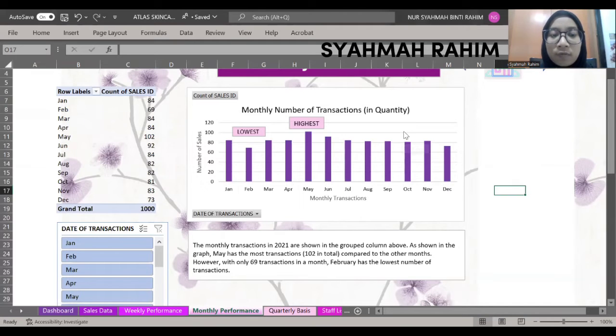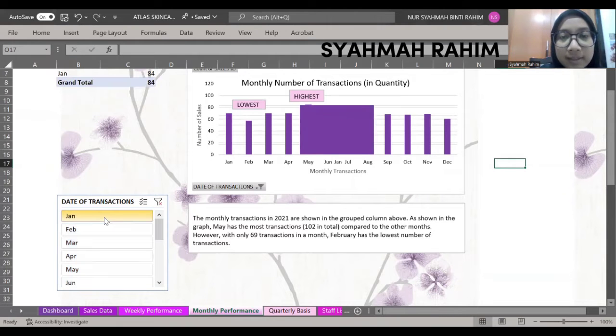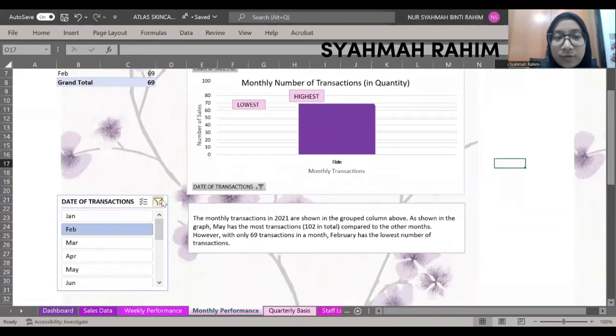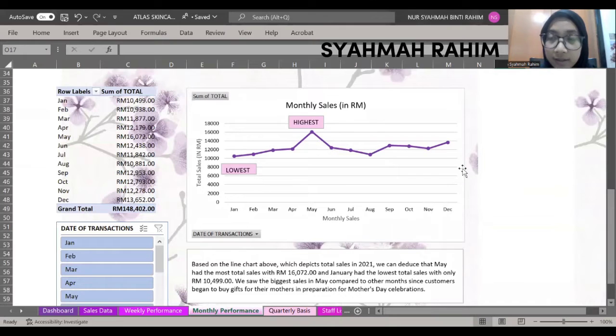As shown in the graph, May has the most transactions, which is 102 in total compared to other months. However, with only 69 transactions in a month, February had the lowest number of transactions. We can see over here, I included some slicers. If we want to look at each month individually, let's say we click on January. This is the total number of transactions in quantity for January, and you can just clear the filter.